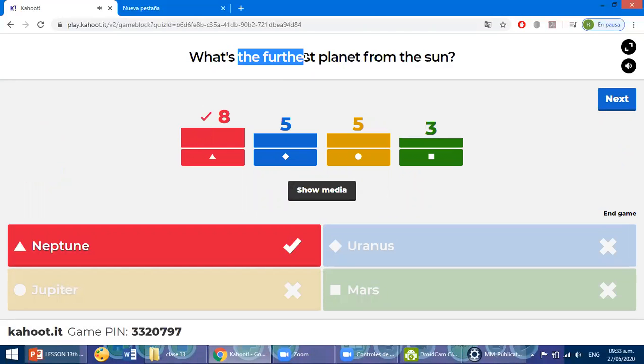Farthest, the same. Teacher, what is farthest? It's in your book. It's a superlative. Farthest comes from the adjective far, lejos. If you haven't memorized it yet, write it in your book with a pencil. Farthest, el más lejos. The farthest planet from the sun is Neptune.